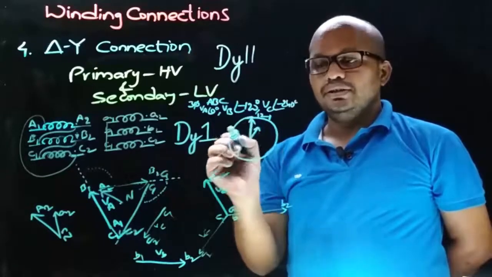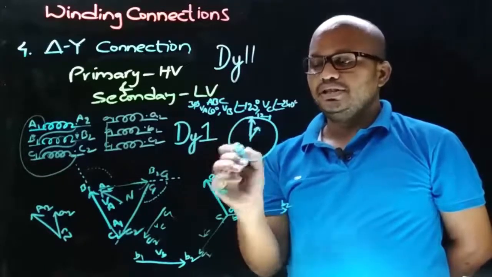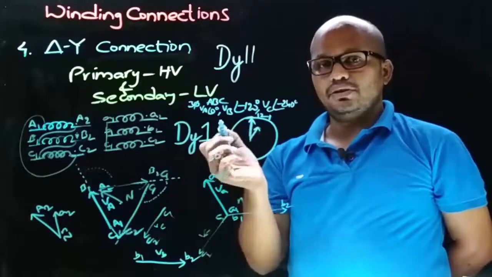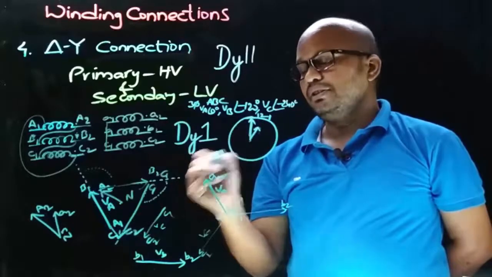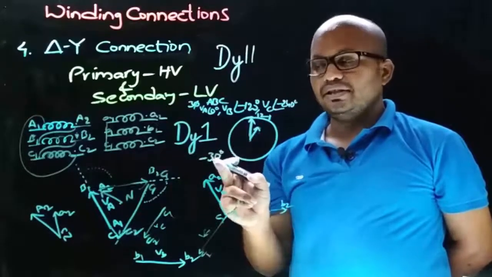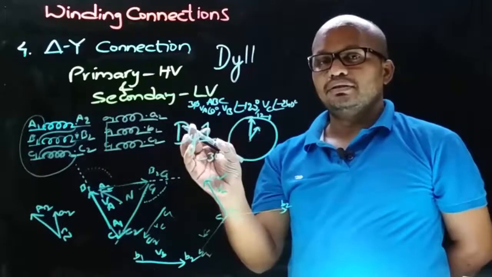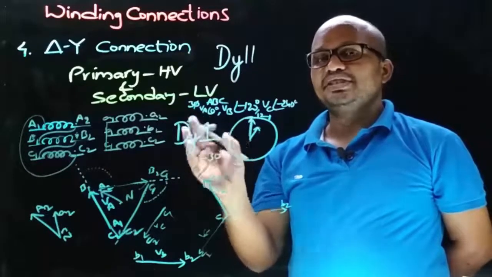So for 1, the angle between the minute needle and the hour needle is 30 degrees, and as this angle is measured clockwise, it is given a negative sign. From this we can say that with this connection we are obtaining a 30 degree lag phase displacement.